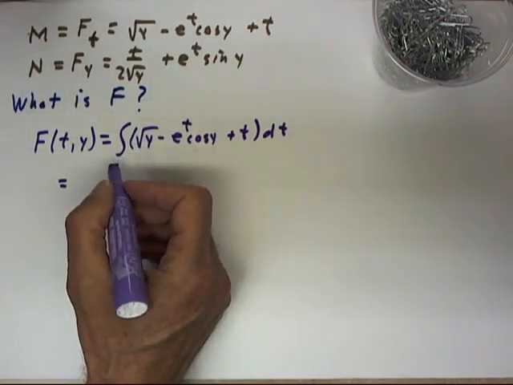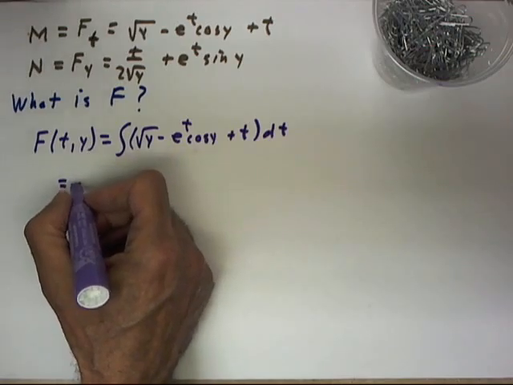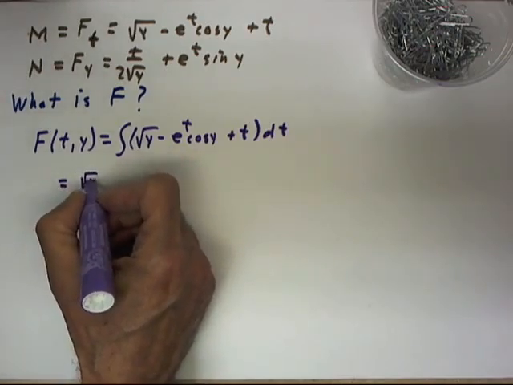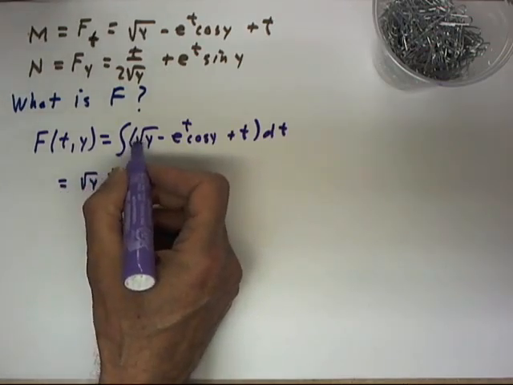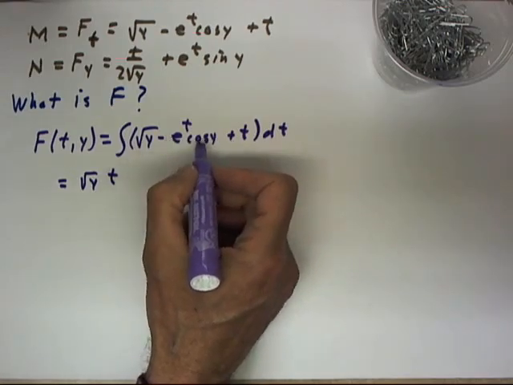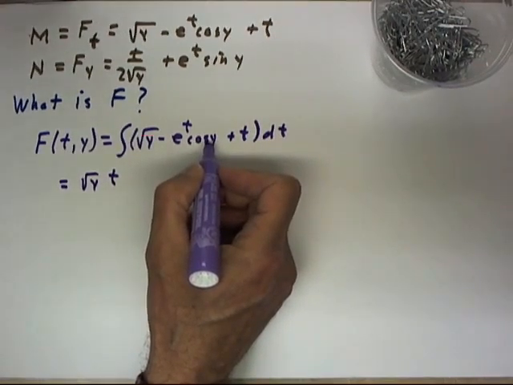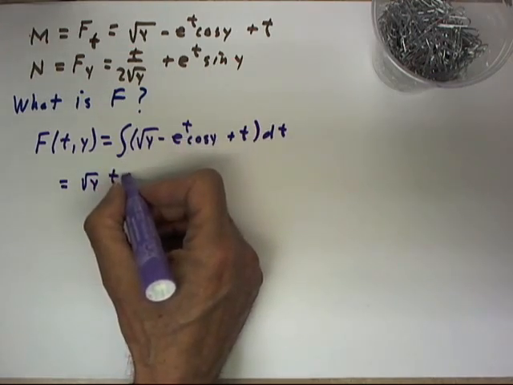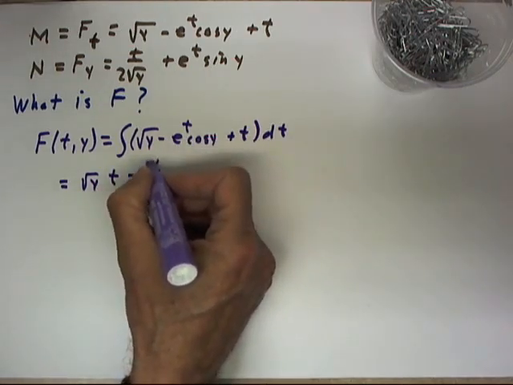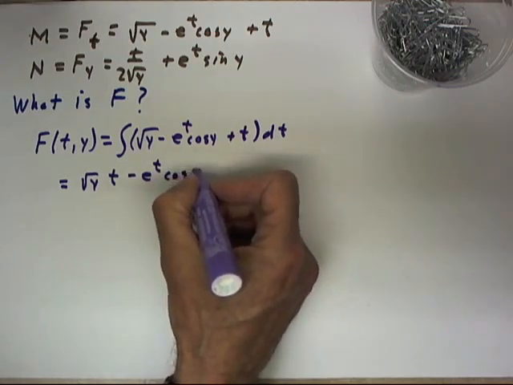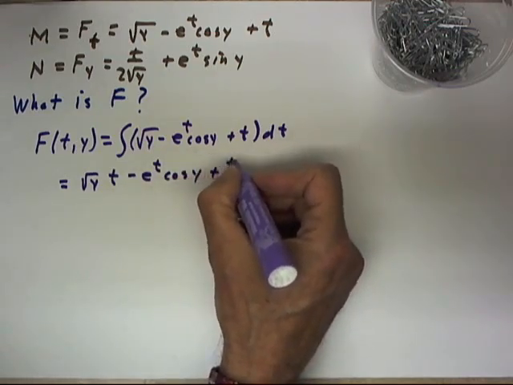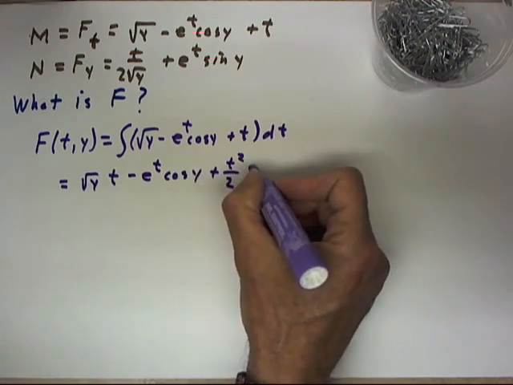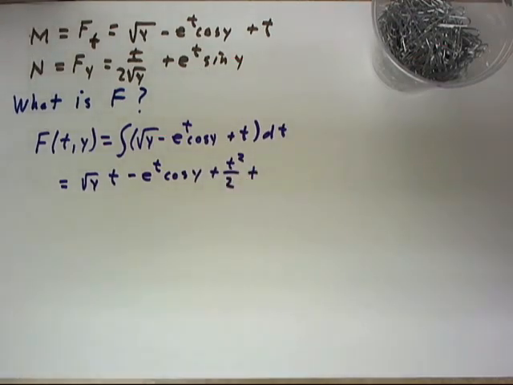Treating y as a constant, this is going to be the square root of y times t, and then cosine y is constant, and the integral of e to the t is e to the t, so we're just going to get minus e to the t cosine y, and then we're going to get t squared over 2 plus an integration constant.